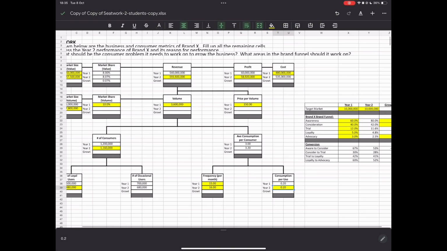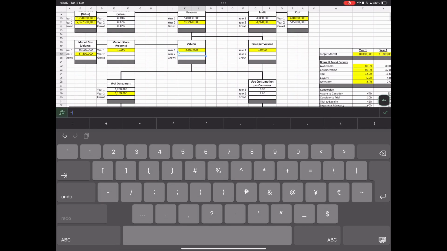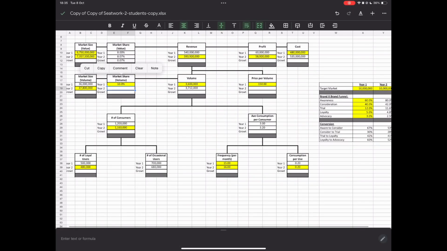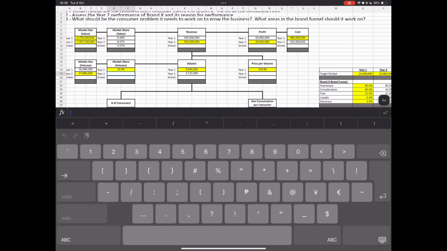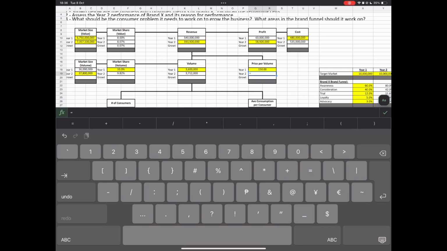And then that 3.2, you're going to multiply that by this 1.1 million. And that gives you the volume for year 2. And then you're going to get that volume of the brand over the market volume size to get the share.